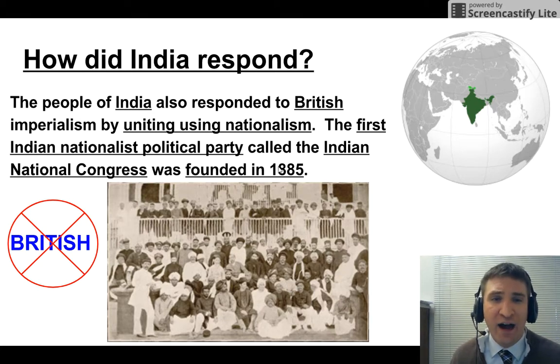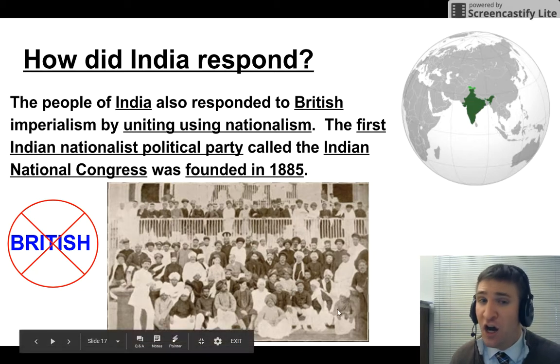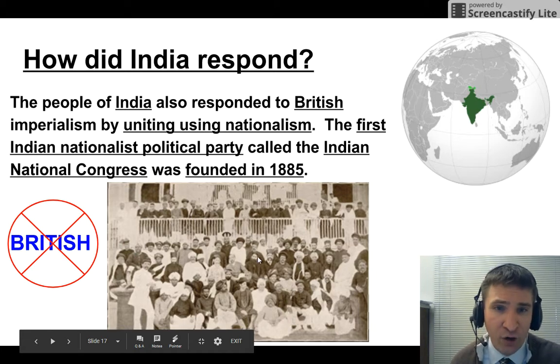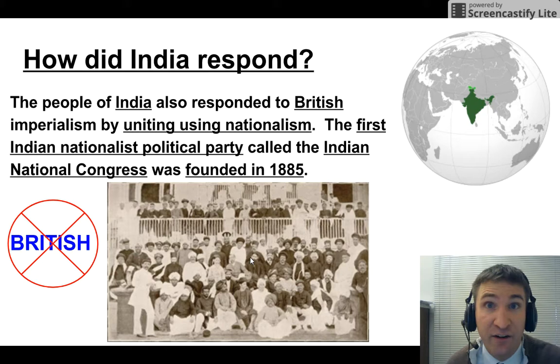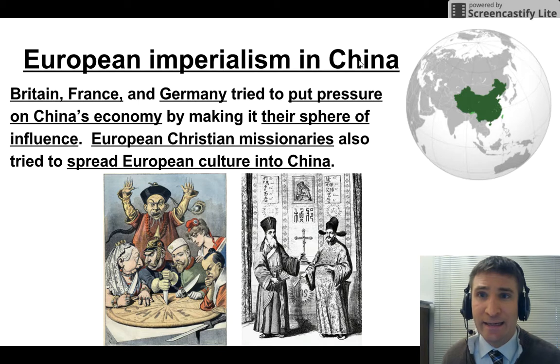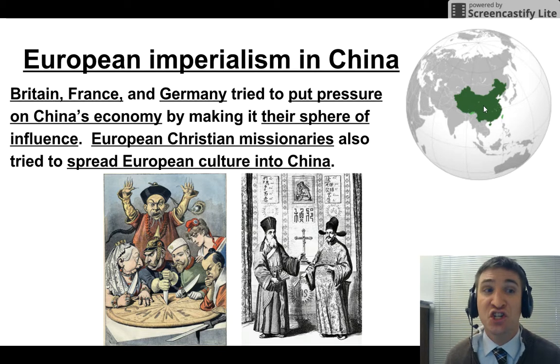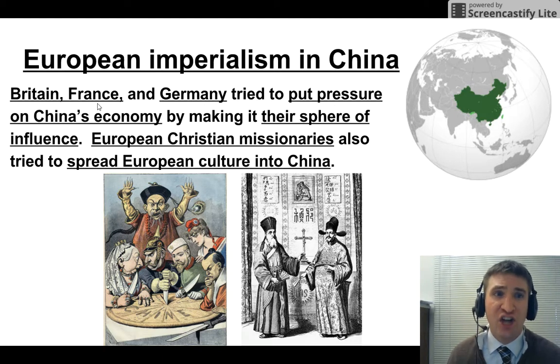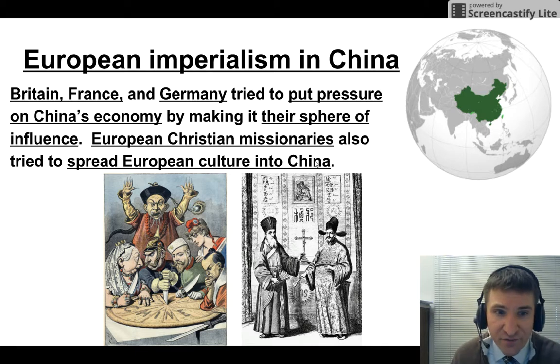European imperialism in China. Let's head further east and talk about this Asian country. Britain, France, and Germany tried to put pressure on China's economy by making it their sphere of influence. European Christian missionaries also tried to spread European culture into China. So here you see the European powers slicing up, chopping up China, and this man represents the Chinese people, and he's saying, no, no. And then here you see a European missionary who is spreading the Christian faith into China.